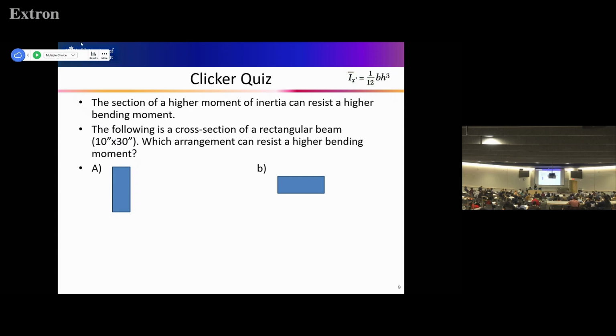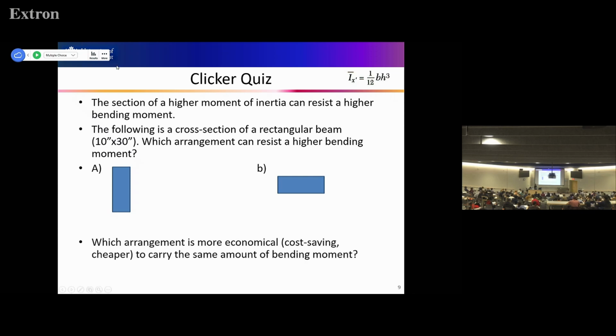Okay, and then let's move on to the second one. This is kind of a discussion, a conceptual understanding of this one. Which arrangement is more economical, cost saving, cheaper to carry the same amount of bending moments? What do you think, A or B? Economical? Yes, right, A is economical because with the same cross section, A can carry much more bending moment, right? So if we need to carry the same bending moment, we can reduce the cross section.